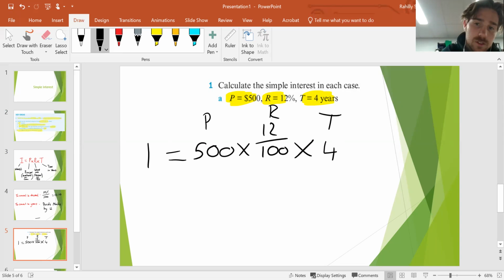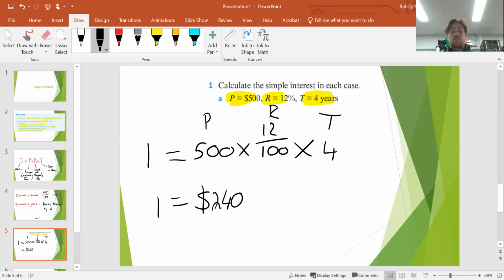So our interest equals $240. Okay, so that means if you invested $500 in a bank account that had an interest rate of 12%, which is really good, in 4 years, you would have made an extra $240 on that money. Okay, or if you borrowed $500 at a rate of 12% for 4 years, you would actually have to pay back an extra $240. Okay, so it depends on what the question is. You're either going to have to pay it back or you're going to make that money.